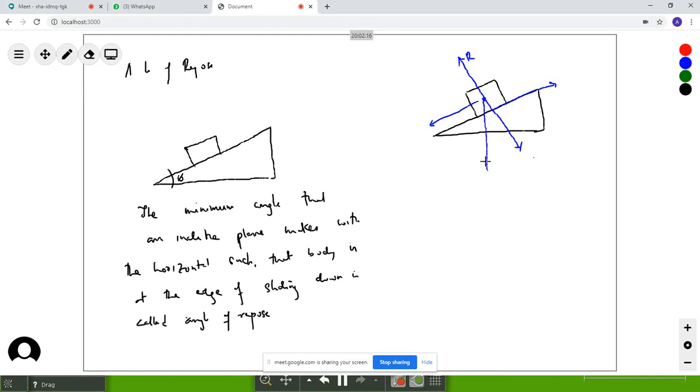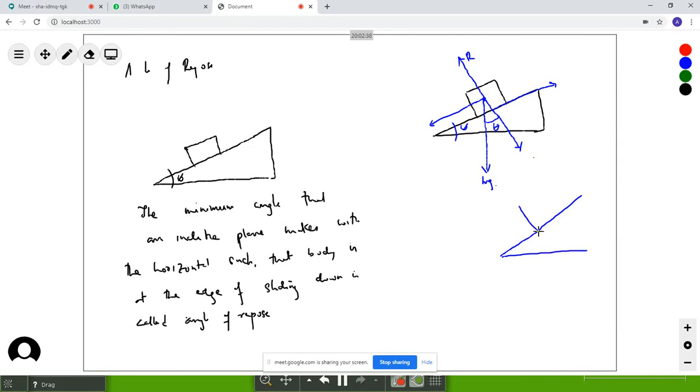This is mg. mg will always be directed perpendicular, directly towards the center. So I can break it into two components now, and the normal is always from where? This is theta. Wait a minute. If this is phi, what do you think this one will be? Now look at this case. This is a very important concept out here.